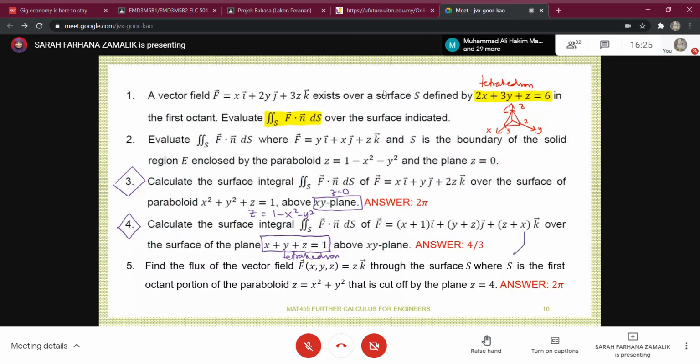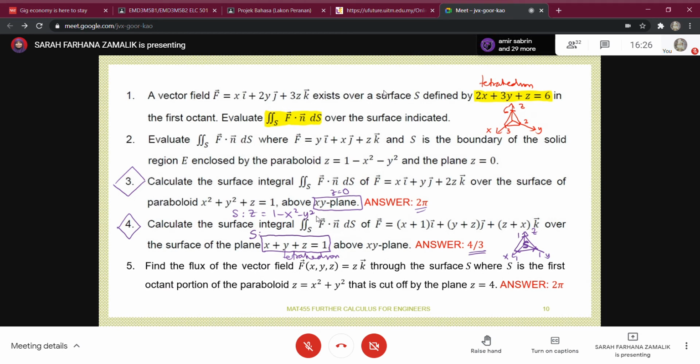But in this case, our trihedron has its intercept at 1, because x plus y plus z equals to 1. So 1, 1, 1. So this is also the same, this is our surface S, the same as example 1 earlier. Okay, number 3 earlier is the same, our surface S is a paraboloid, with its equation of the paraboloid. So this is your surface S. So this tetrahedron is our surface S. Okay, please try until you get the answer. The answer is 4/3 for number 4.